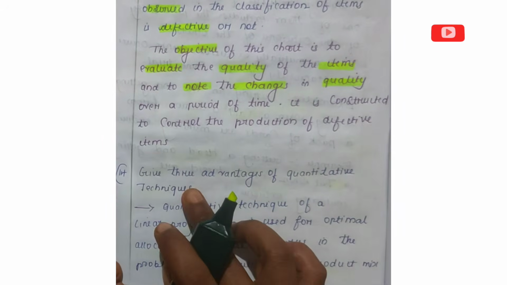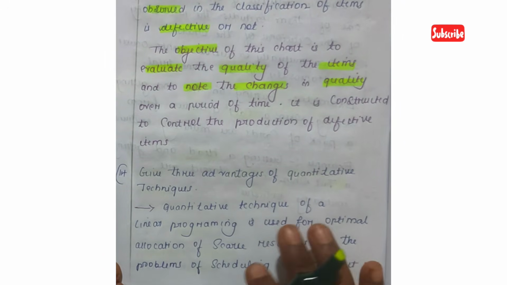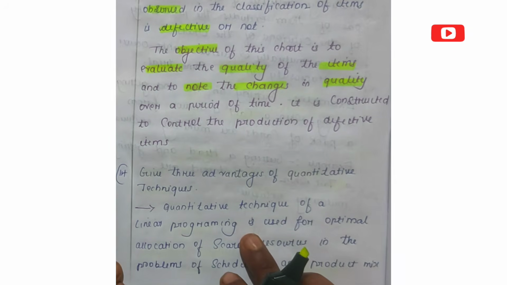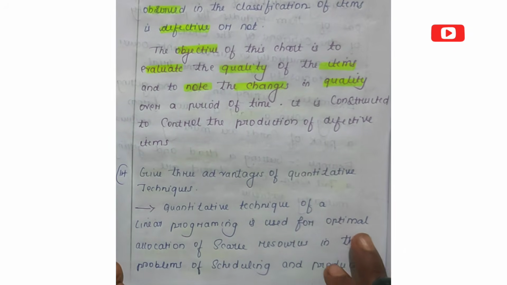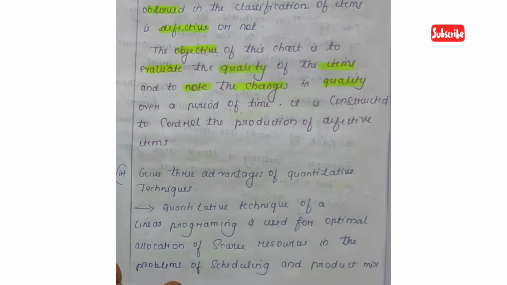Next question, give 3 advantages of quantitative techniques. Quantitative technique of linear programming is used for optimal allocation of scarce resources in problems of scheduling and product mix. So, optimal allocation of scarce resources.